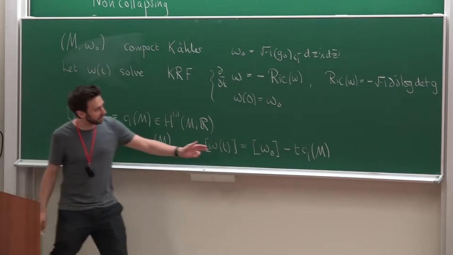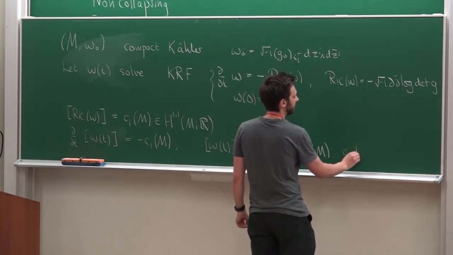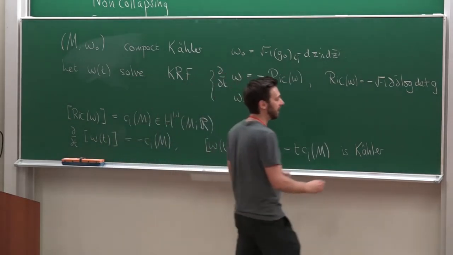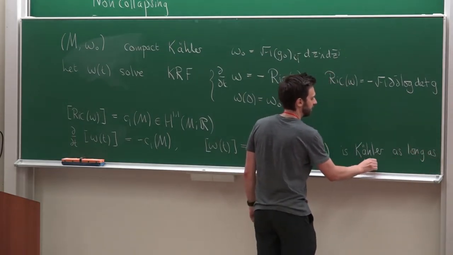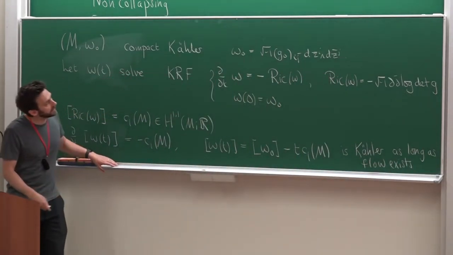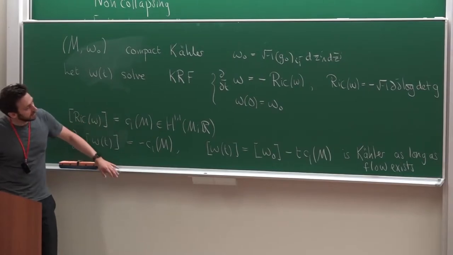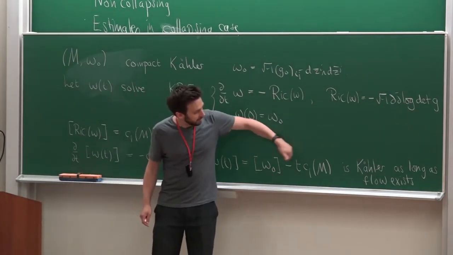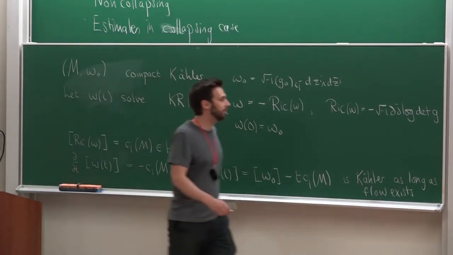And what we notice is that this, of course, has to be a Kähler class, that is, it admits a Kähler metric, in this case omega t, as long as the flow exists. Well, it's a fundamental result of the Kähler-Ricci flow, and I talked about this in my mini course last week. It's a fundamental result that the flow exists exactly as long as this cohomology class remains a Kähler class. So let me state that more precisely.